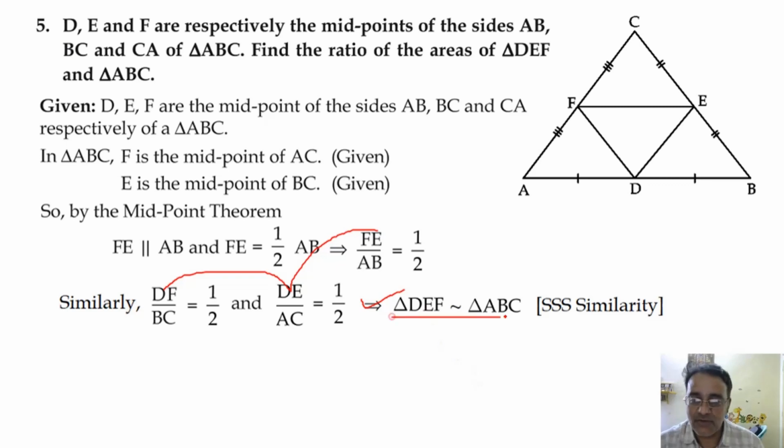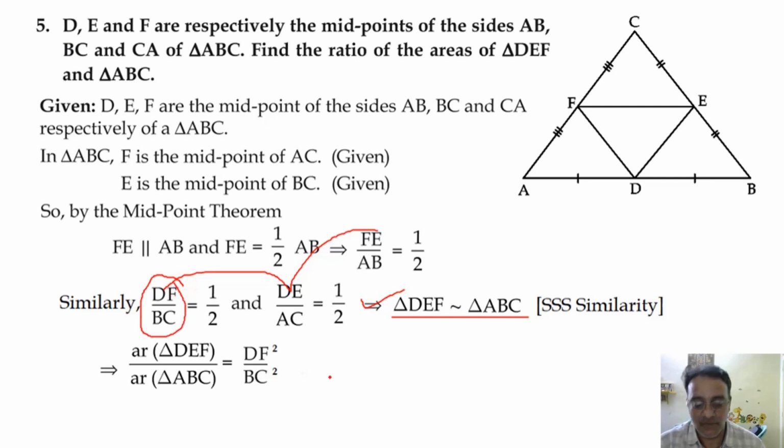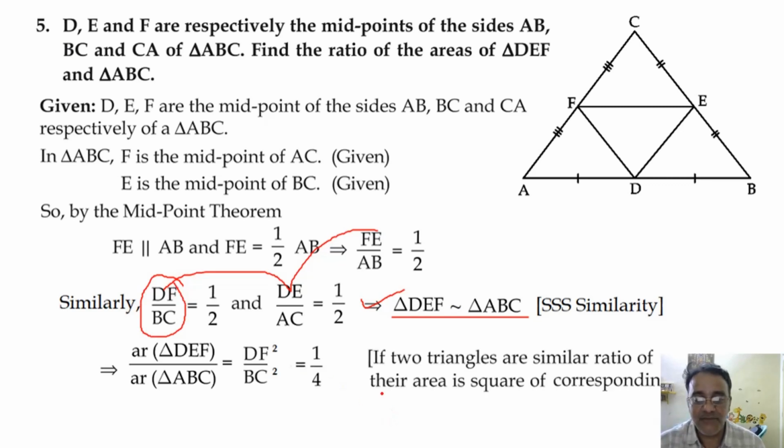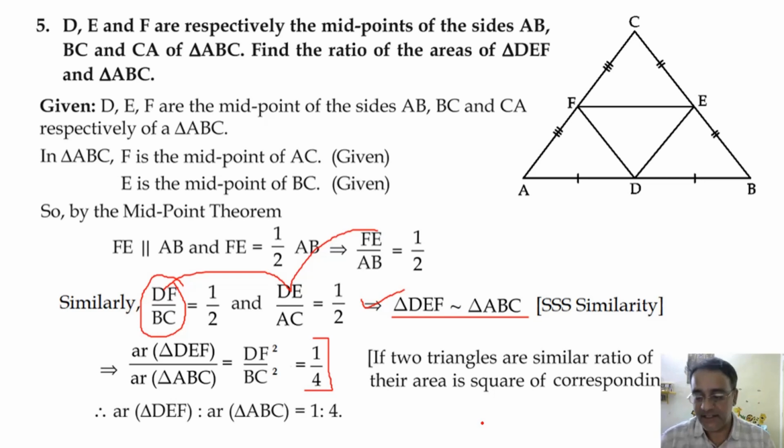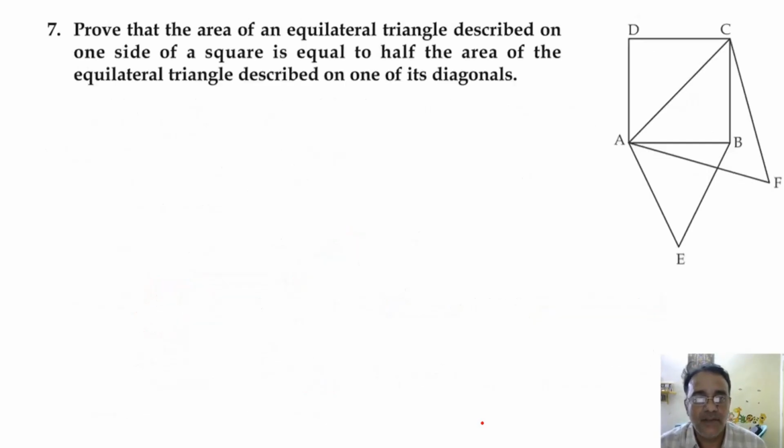Right. Now, if these two triangles are similar, then we can apply the ratio theorem. That is, the ratio of areas of these two triangles is equal to the ratio of the squares of their corresponding sides. We'll take only one ratio, that is DF square upon BC square, and DF upon BC is equal to 1 by 2. So this will become 1 by 4. So what is the required ratio? 1:4. Fine. Any doubt in this question? No, sir. Okay, now we are moving towards the seventh question.